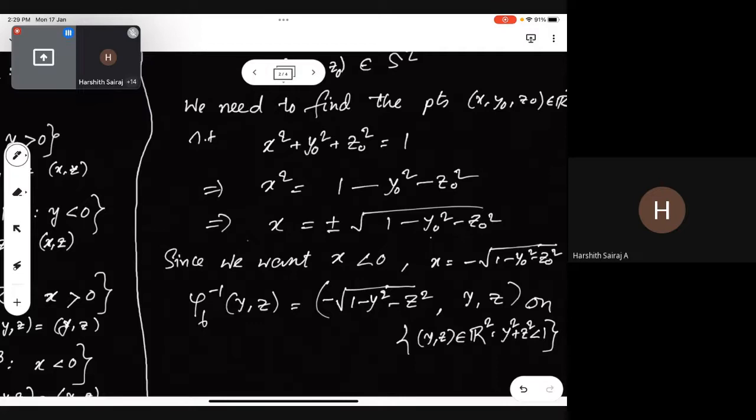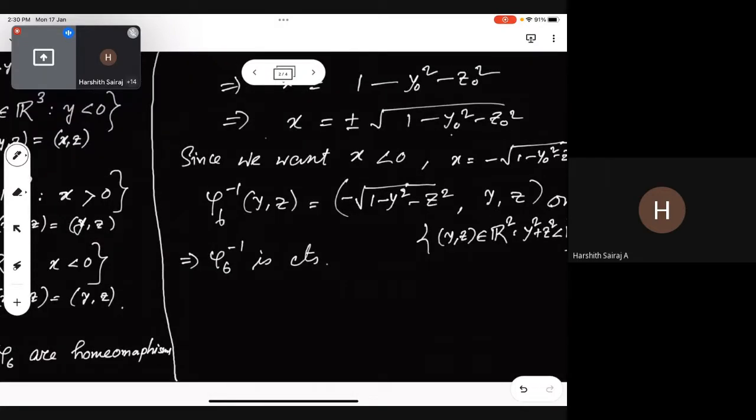So this is the way you need to show that this function is invertible, right? And the inverse is also continuous because this is continuous and this is also continuous. So therefore phi6 inverse is continuous. One-one-ness gives you an inverse, and a continuous inverse gives you a homeomorphism. So this implies phi6 is a homeomorphism.